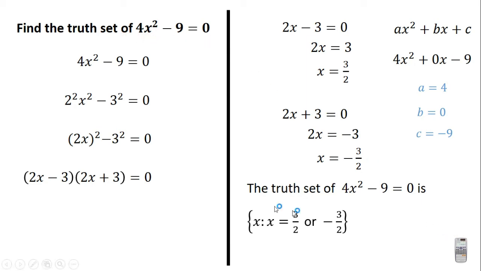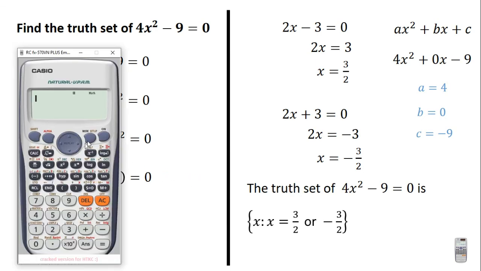So let's do that. We switch on the calculator, you press on mode, you select equation, which is number 5, then you select quadratic equation, which is number 3. A is 4, so you enter 4 and equal to, B is 0, so you enter 0 and equal to, C is minus 9, enter minus 9 and equal to, and the first answer, that is x1, is 3 divided by 2. The second answer, that is x2, is minus 3 divided by 2.